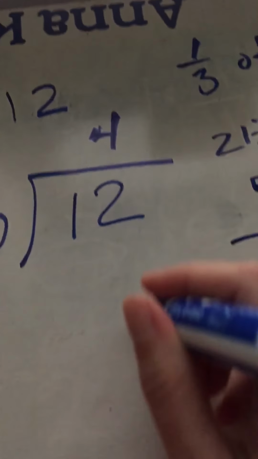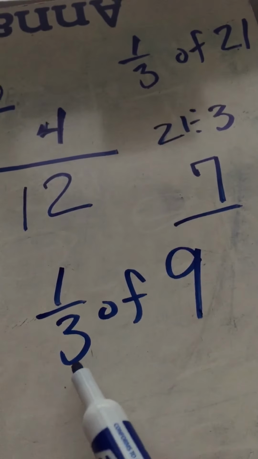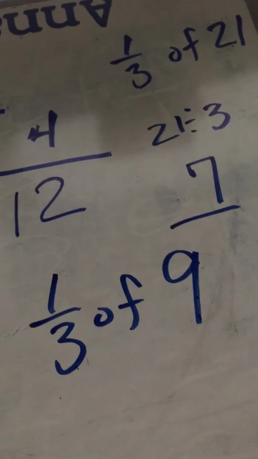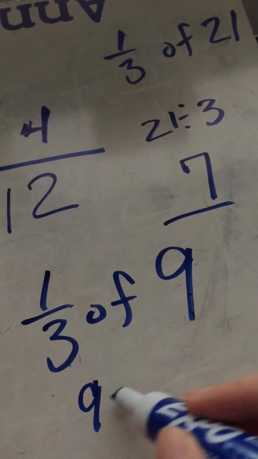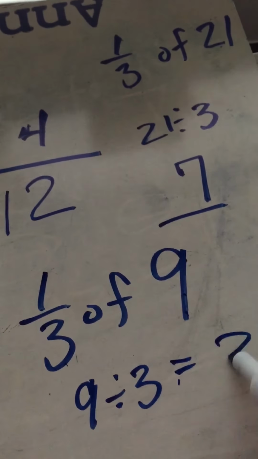C is 1/3 of 9. How many times can 3 go into 9? In other words, what is 9 divided by 3? 3 goes into 9 3 times.